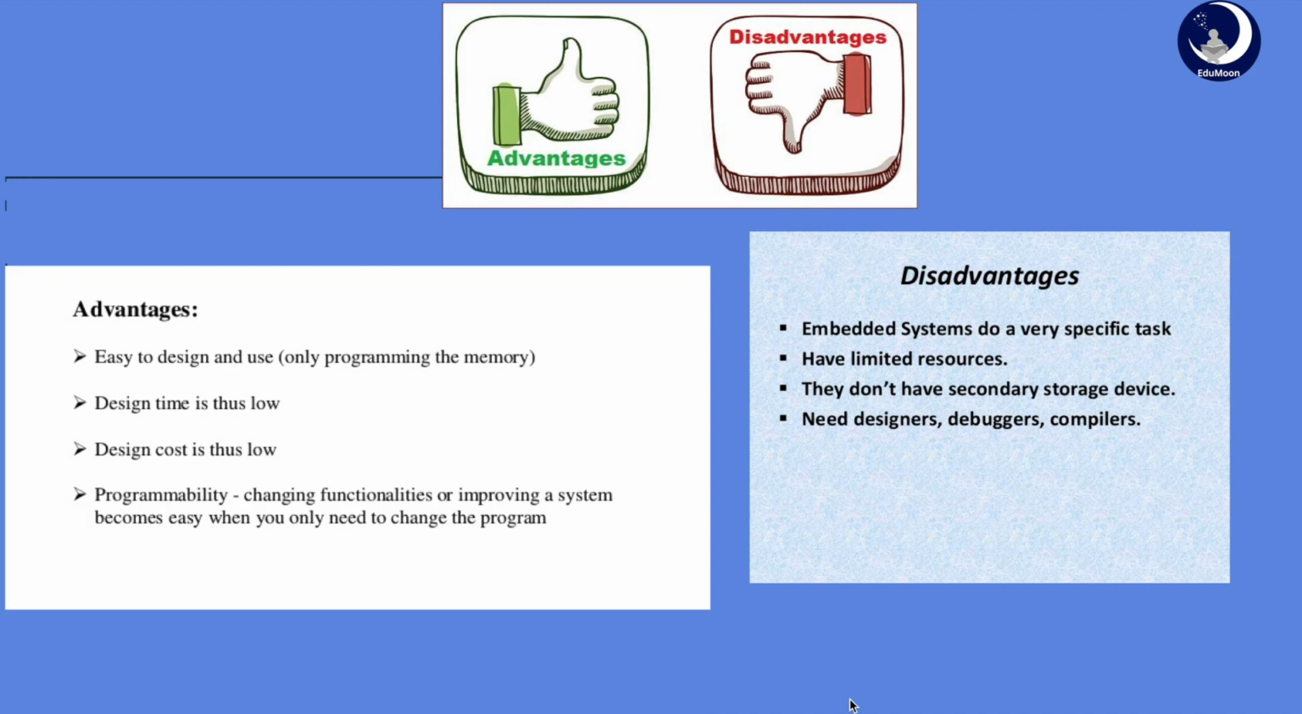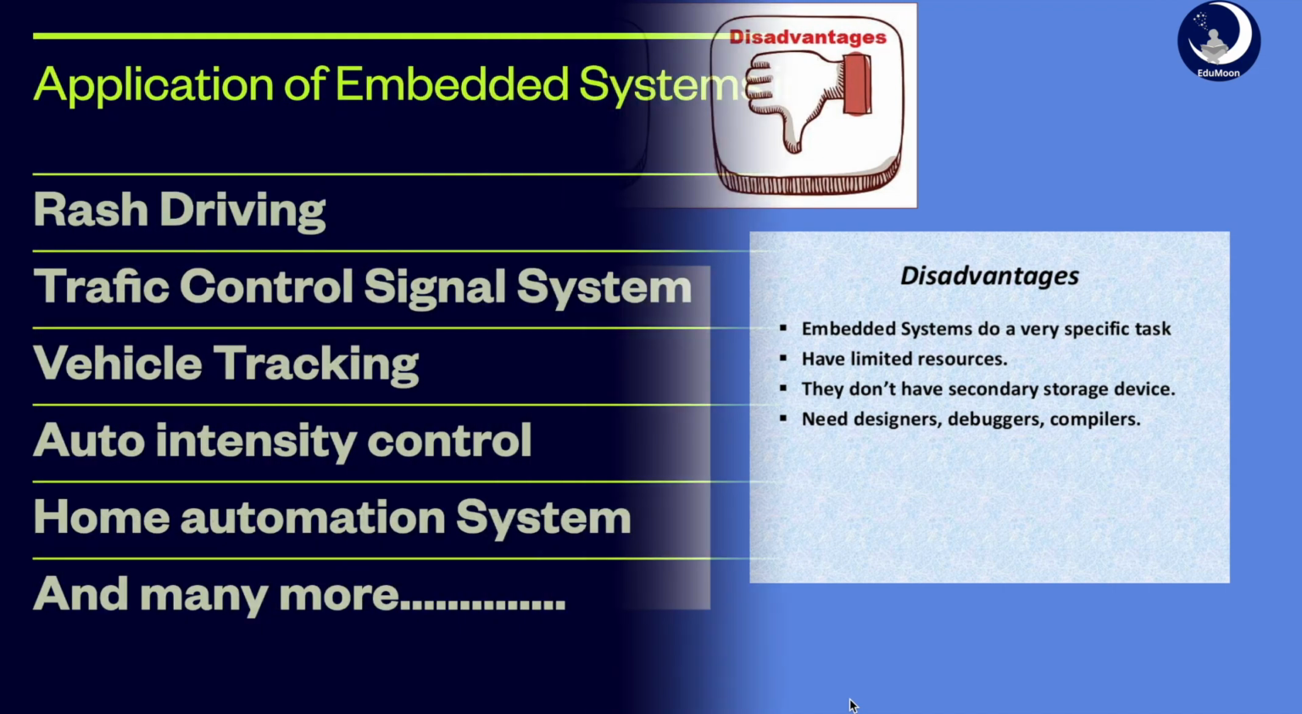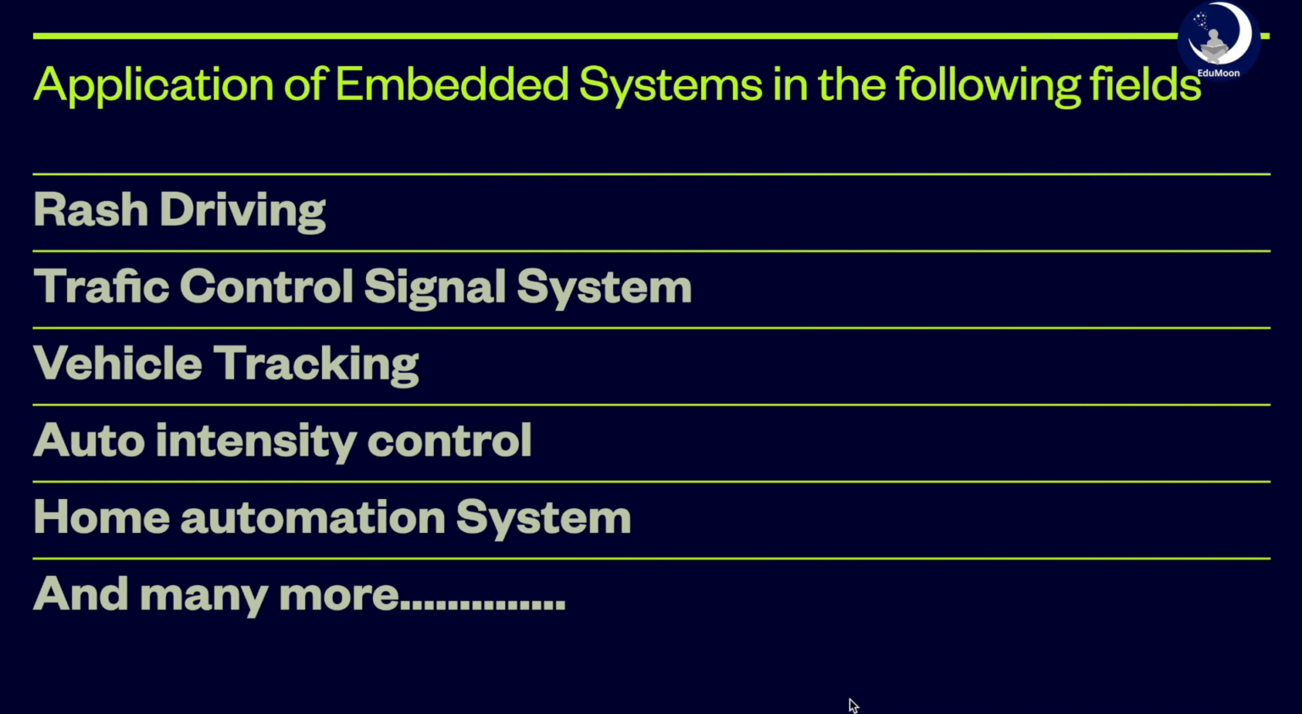I'd like to conclude this by telling you some applications of embedded systems: rash driving, traffic control signal system, vehicle tracking, auto intensity control, home automation system. Don't worry, each of these examples and many more I'll explain in our first lecture video, that is Introduction to an Embedded System, with a good diagrammatic reference, so that it gives you a very good and clear understanding. So that's it for this particular course.